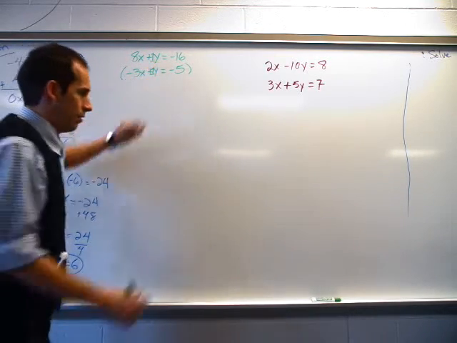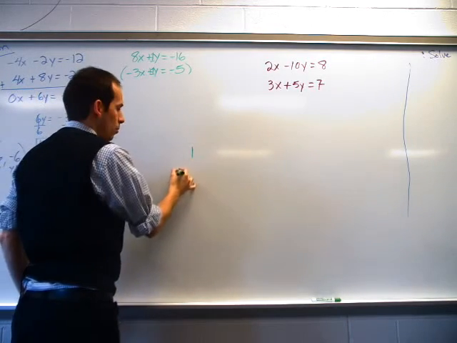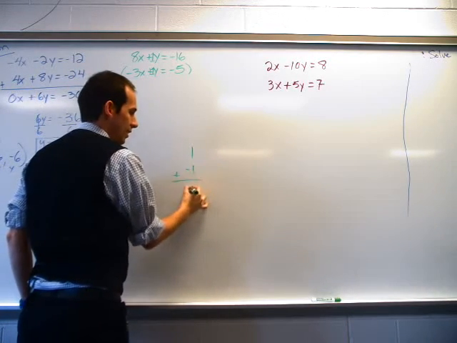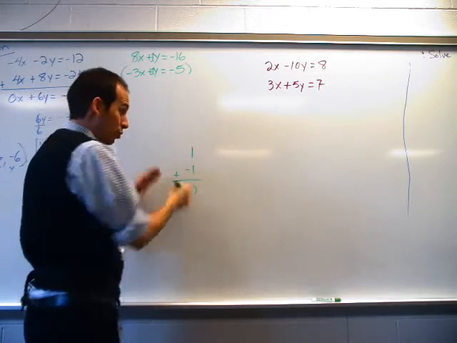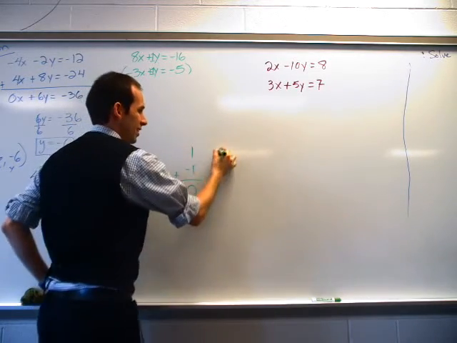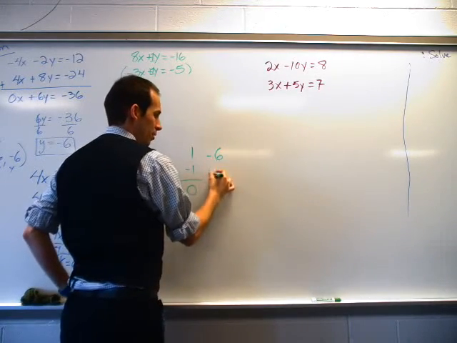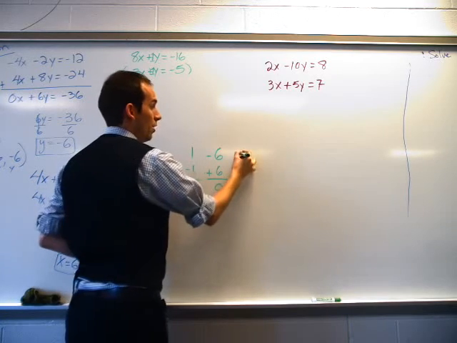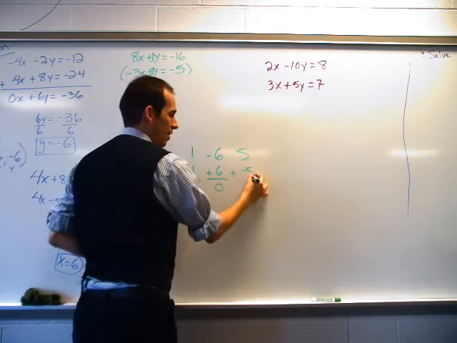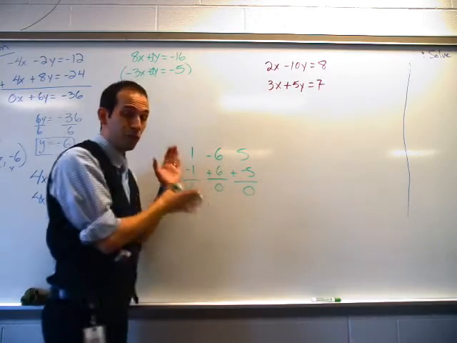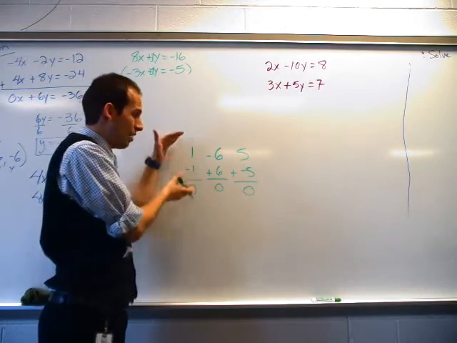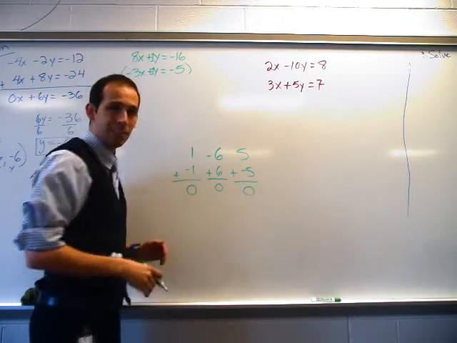Well, 1 plus negative 1 equals 0. And that's true for all opposite numbers. 6 or negative 6 plus 6, that equals 0. Or 5 plus negative 5, that equals 0. And you can do it for any pair of numbers. If you add a number and its opposite, you'll always get 0.